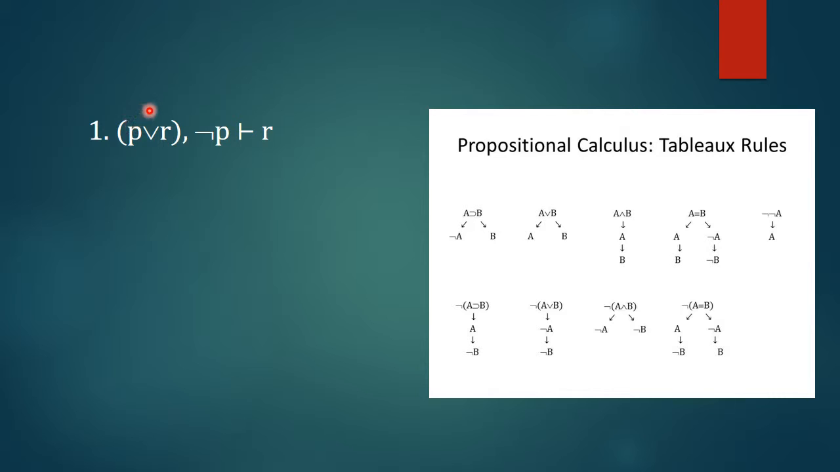So this one says P or R, that's the first premise, and this premise says not P. Does it always have to be the case that if you have these two premises, then the conclusion is true? Here's an example. If I said cookies are made with sugar or they're made with chocolate, and let's say the cookies are not made with sugar, does it have to be the case that the cookies are then made with chocolate?